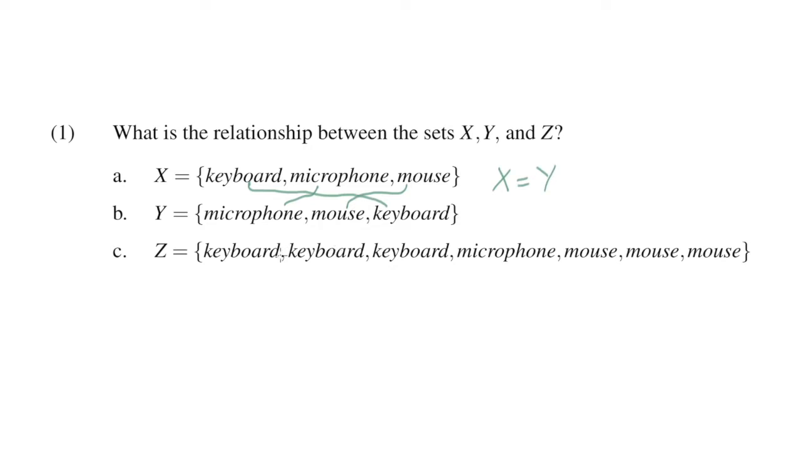So we can see in Z that a couple of the devices are repeated. And we know from our rules that we've learned about that repeats don't count. So these additional instances of keyboard, we can just cross them out. They're not really contributing anything. We can also cross out the additional instances of mouse. They're not contributing anything either. So it turns out we just have the keyboard, the microphone, and the mouse. So it turns out all 3 of these sets are equivalent.